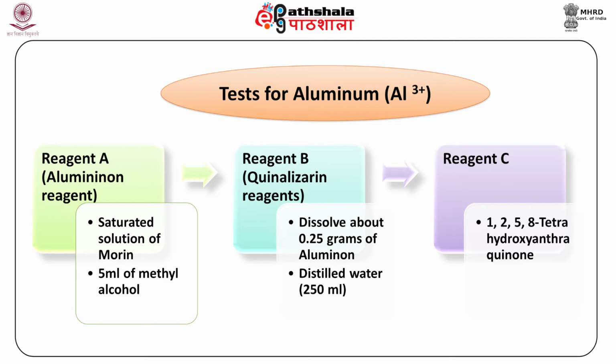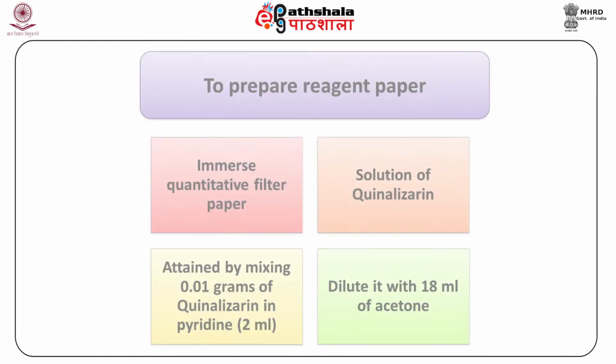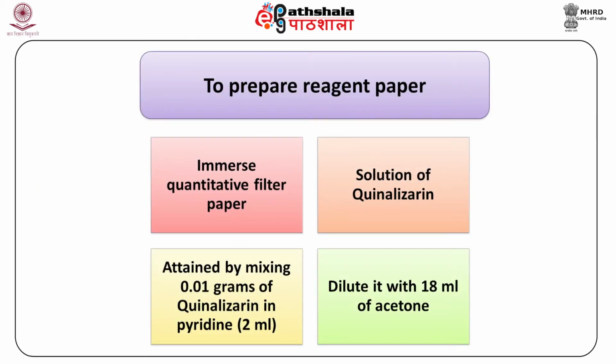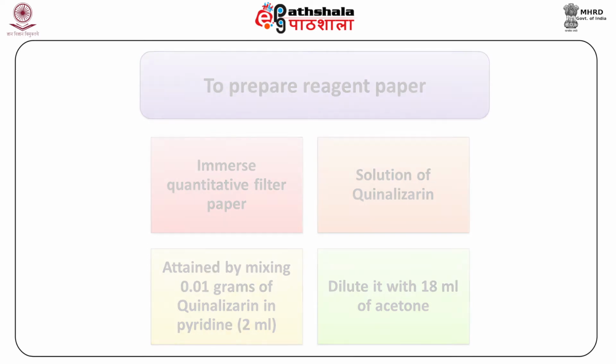tetrahydroxy anthraquinone is used as reagent C. To prepare reagent paper, immerse quantitative filter paper in the solution of quinalizarin, which is attained by mixing 0.01 grams of quinalizarin in 200 ml of pyridine. Now, dilute it with 18 milliliters of acetone.